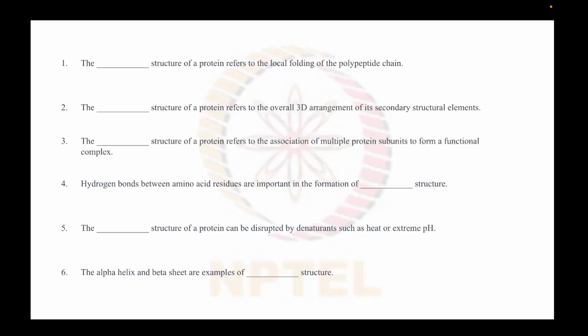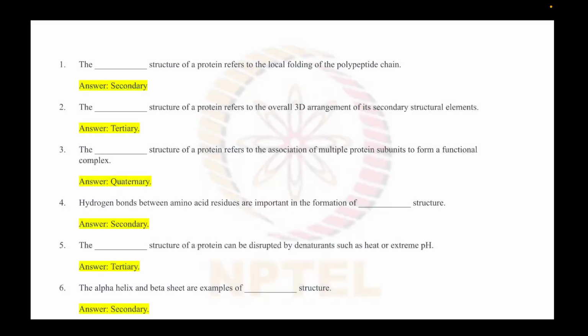So the last one is pretty simple and straightforward. The alpha helix and beta sheets are examples of secondary structure of a protein. So here I have provided answers. Kindly go through these answers and the questions and try to match them with your answers. I'll wait for a couple of minutes here.